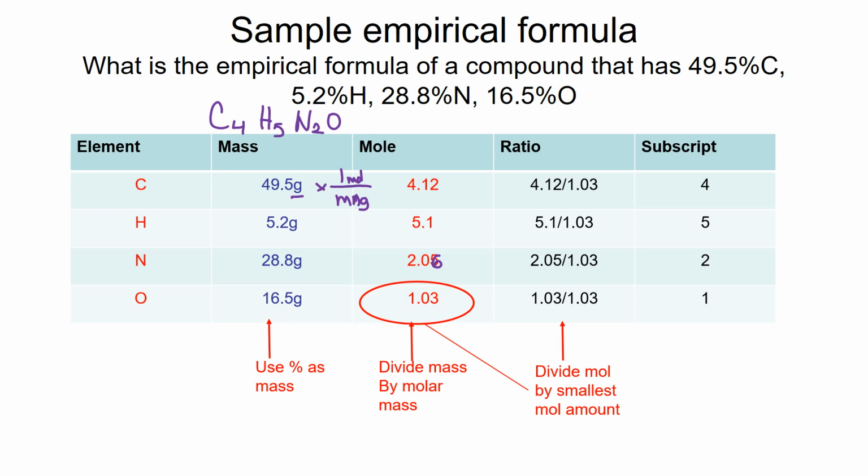I just divide. So 4.12 divided by 1.03 gives me exactly 4. Going through the rest of these, 5.1 divided by 1.03. Notice I'm not caring about sig figs for a subscript because a subscript can only be a whole number. Always round. The catch is if I would have gotten a number like 1.5, I would have multiplied all of these by 2 because I want to get this to a whole number. 1.5 is not close enough that I can round either way.